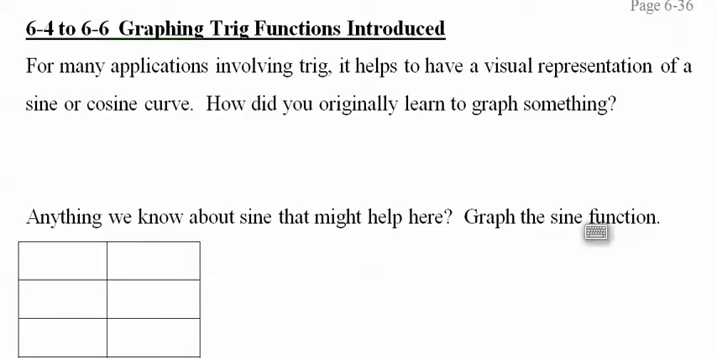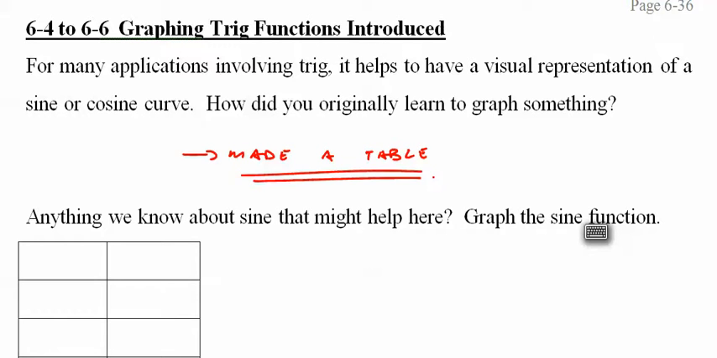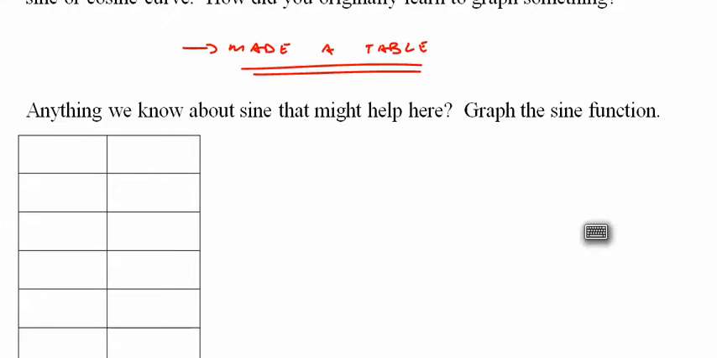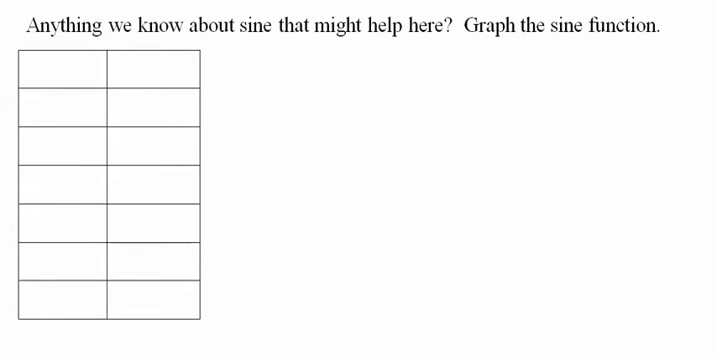How'd you originally learn to graph something? Most people say, well, I made a table and I connected the dots. So we're going to make a table. Again, unit circle, unit circle, unit circle, unit circle. This is really everything. So let's go figure it out.